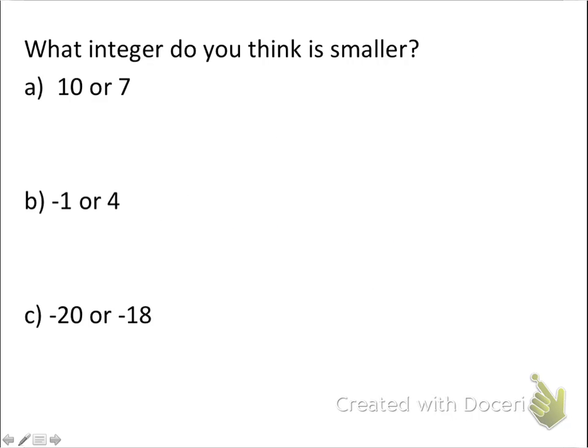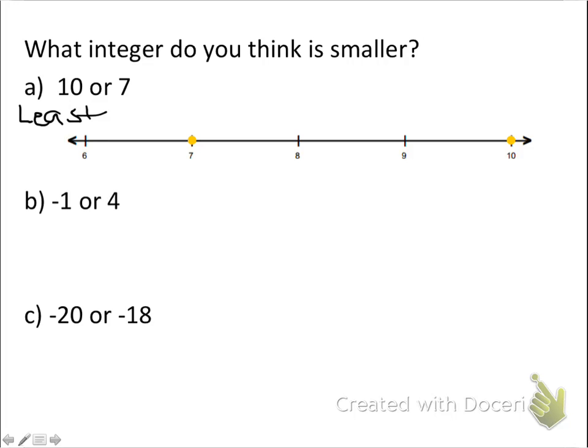All right, we need to fill these in. What integer do you think is smaller, 10 or 7? To help you, think about it without looking at this, but then I've got a number line down here. I have plotted 7 and 10 on my number line. Now remember, number lines go from least to greatest, which means that my smaller number will be further to the left. That means that 7 is less than 10.